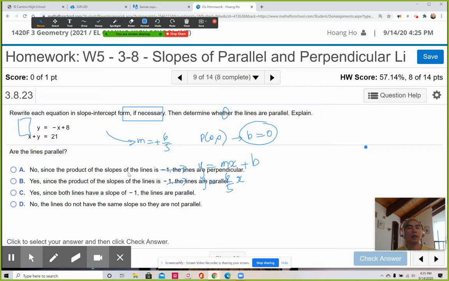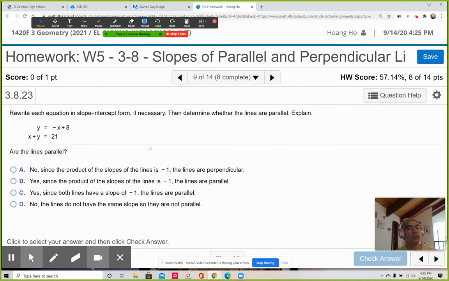All right. So now they give you two lines, and they ask you whether these two lines are parallel. So the first line, they already give you in slope-intercept form. So right here, you can see the slope is negative 1. Okay. So the slope is equal to negative 1. All right. Let's call it m1. The second line, you don't see the slope yet, but make sure you convert it to slope-intercept form, which is y equals mx plus b.